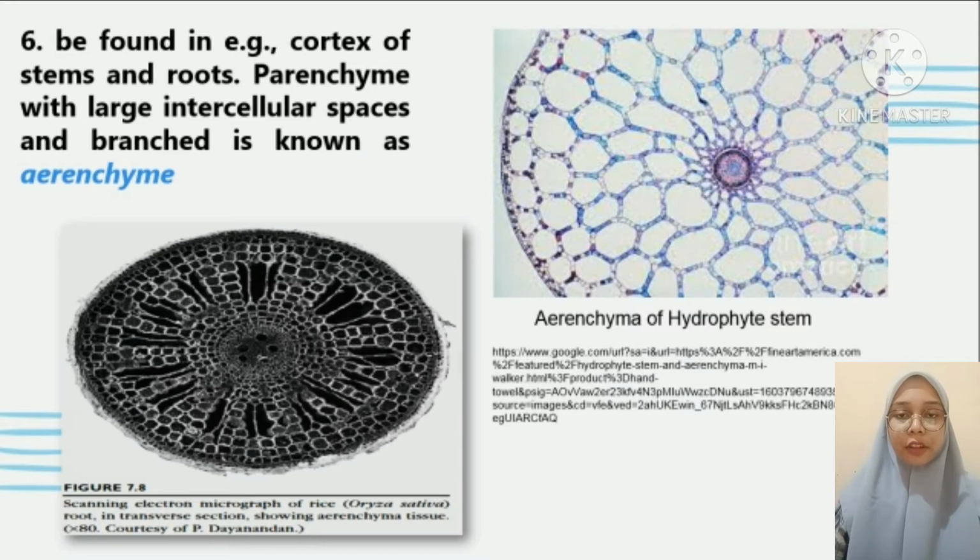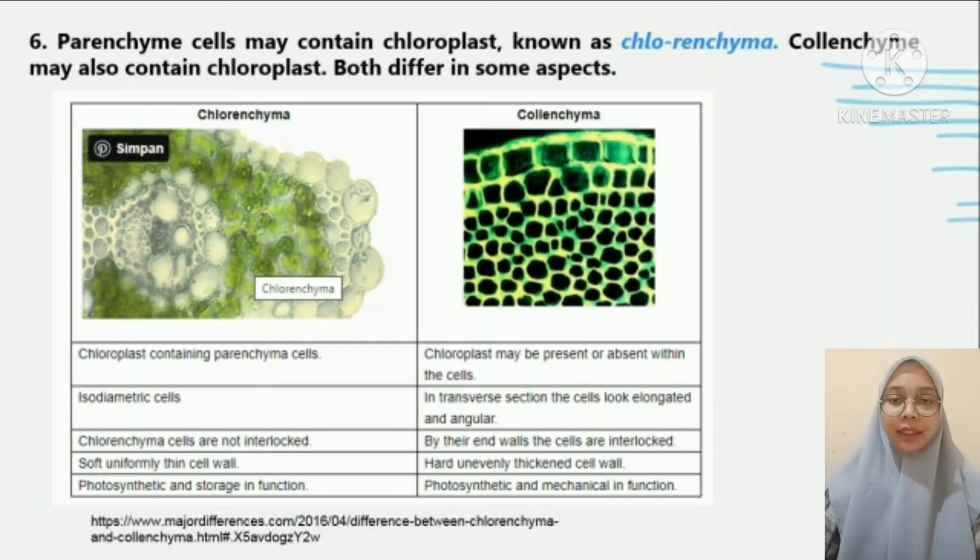And next, the figure, that is cross-section of the petal near the spot. That is epidermal cells weakly colored, subepidermal cells strongly colored, mesophyll no color, and lacunae. And next, cortex of stems and roots, parenchyma with large intercellular space, and branch is known as aerenchyma. The right picture, that is aerenchyma of hydrophyte stem, and the below picture, that is aerenchyma of hydrophyte root. And next, parenchyma cells may contain chloroplast, known as chlorenchyma. Collenchyma may also contain chloroplast.